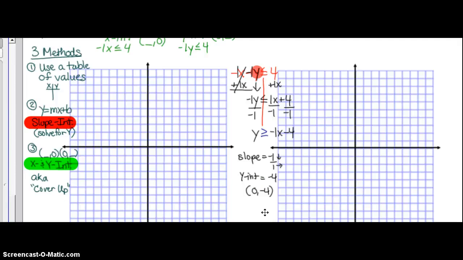From where, you ask? Begin at the origin and go down 4 spaces. Plot your y-intercept carefully. Use the slope of negative 1 over 1. Remember, slope is either rising or falling. In our case, because it's negative 1, it's falling 1. And to make a slope of negative 1 a fraction or a ratio, rise over run, we write it over 1. So I go down 1 and over 1. Notice I repeated the pattern several times on my graph. The more points I have, the more accurate I can draw my line.